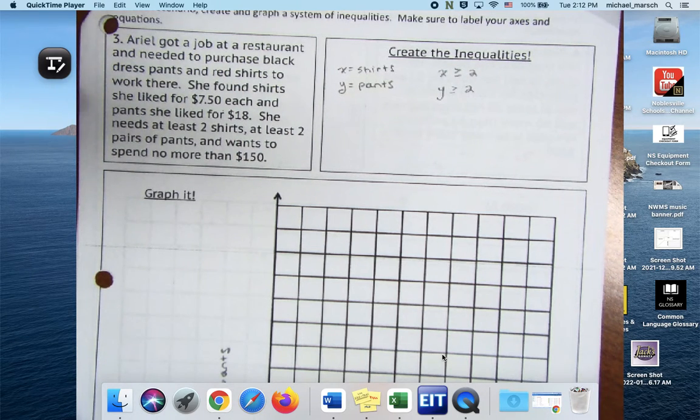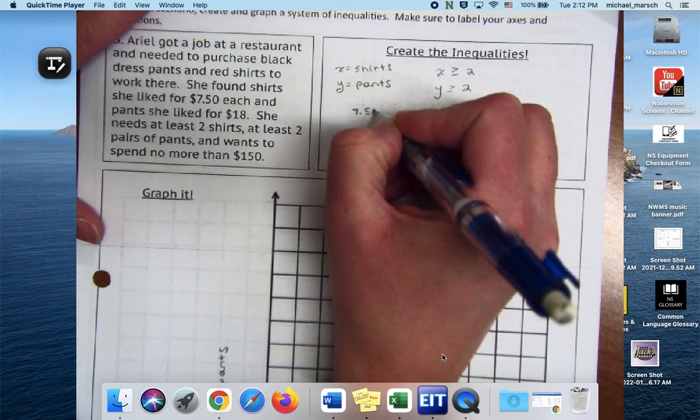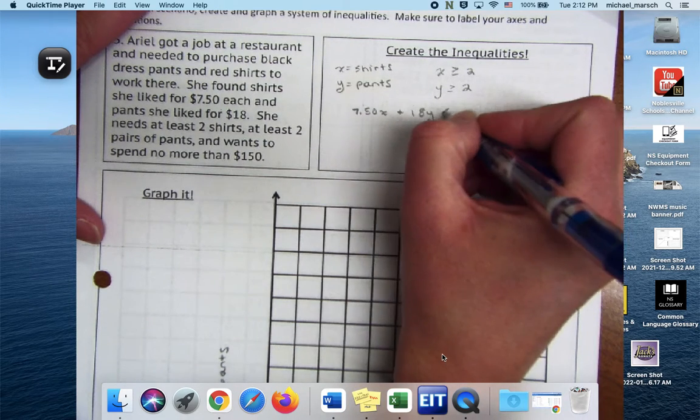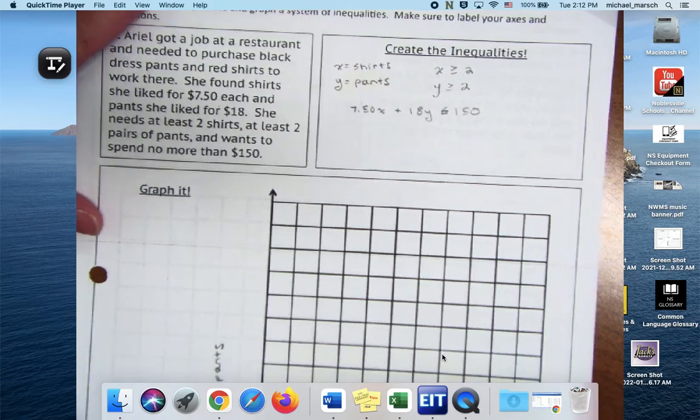So who wants to tell me what you think the third inequality will be? Hayden. Something like, the shirts are 7.5x and then 18y, and that has to equal the 150. Well, greater than or less than or equal to 150. Less than or equal to, because she can't spend more than 150. We'll pretend tax is all in there. Don't get caught up in the tax situation. So perfect. 7.50x plus 18y has to be less than or equal to 150. That's all she's got to spend.